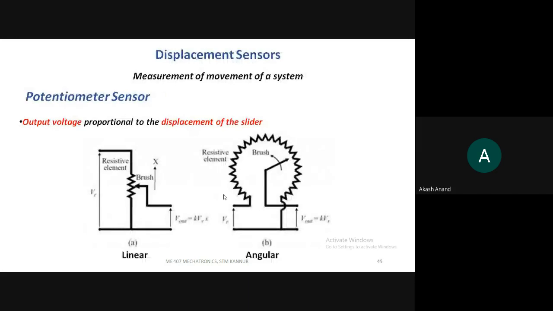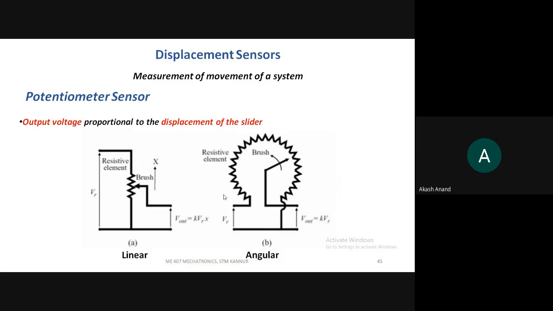Okay, now coming to today's topic, displacement sensors. The potentiometer is the first type of displacement sensor. So when we consider potentiometer as a sensor, it is used to find the displacement as well as position of the objects. It can also be used for finding the position, but it is considered a displacement sensor.